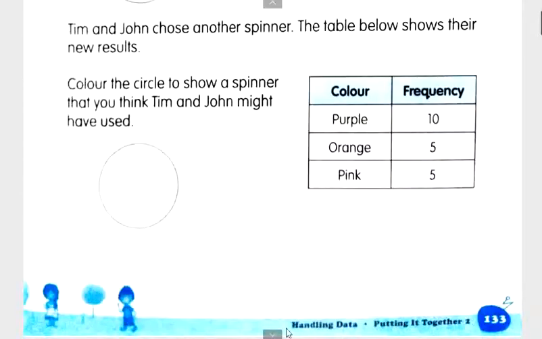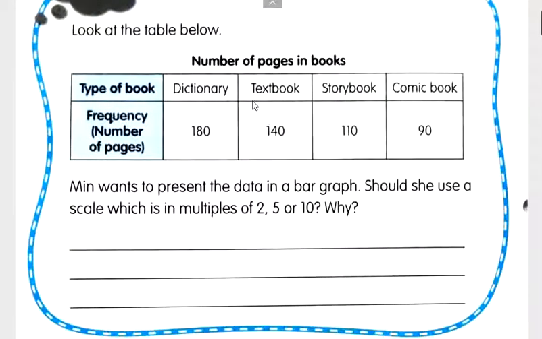Then the last page. Look at the table below. Number of pages in books. Type of books: dictionary, textbook. This is the type of the books and the number of pages. Min wants to present the data in a bar graph. Should she use a scale in multiples of 2, 5, or 10? Why?